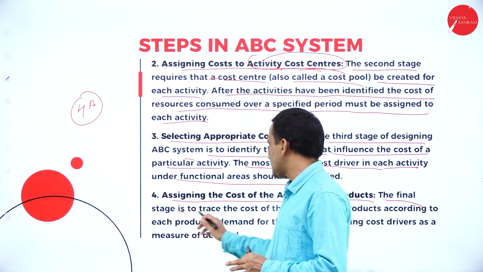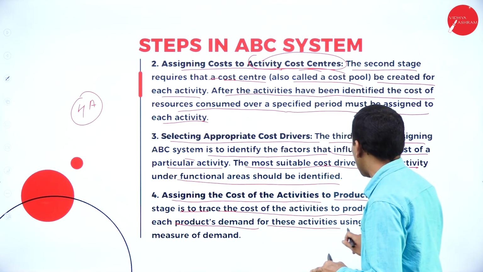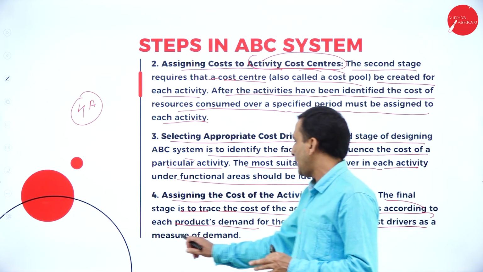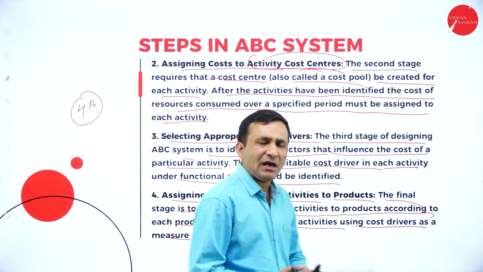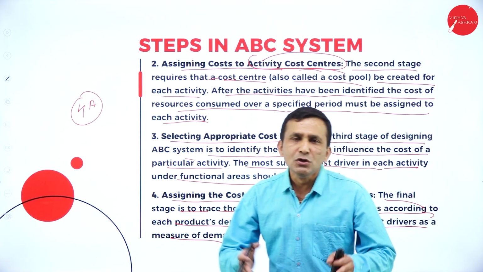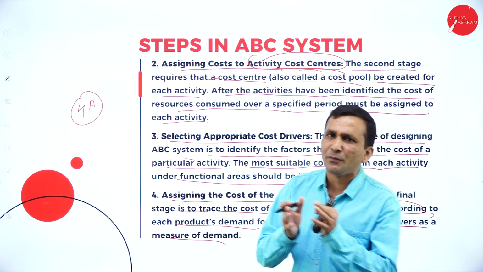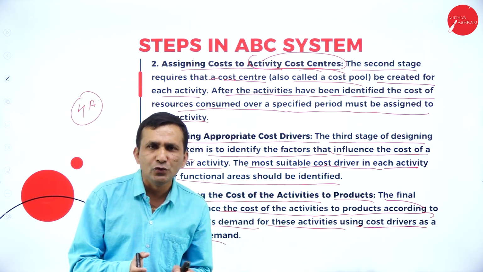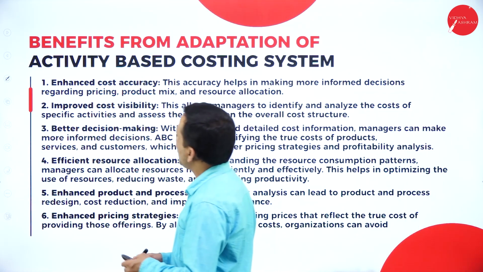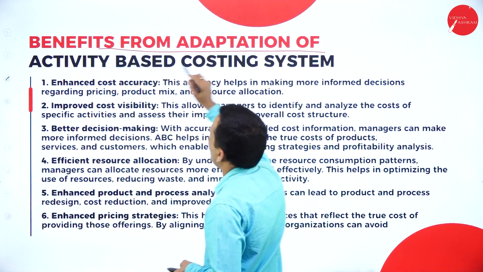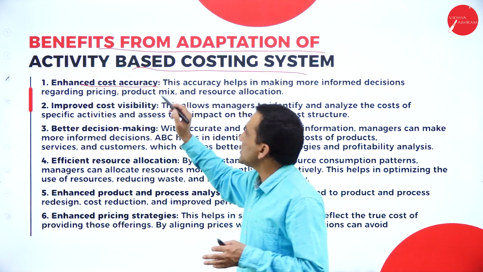The final stage is to trace the cost of activity to the product according to each product's demand for this activity, using the cost driver as a measure of demand. So we will measure based on the cost driver adopted, the activity and the value added of the product. How much we assign to the respective product matters, because for different products produced or services offered, the cost keeps varying. And moving to the benefits from the adoption of an activity-based costing system, the first benefit is enhancing cost accuracy.